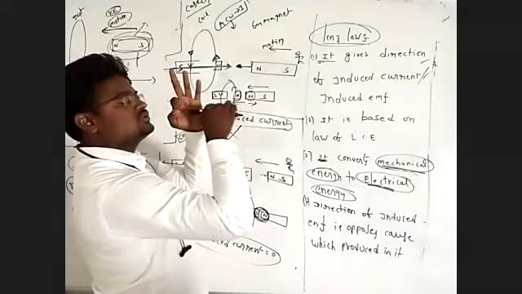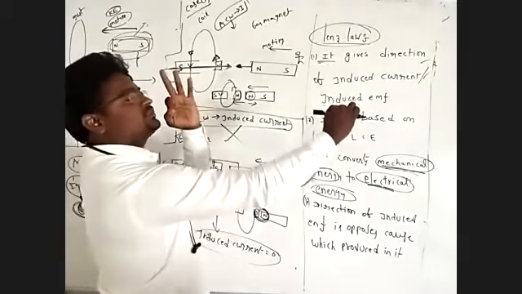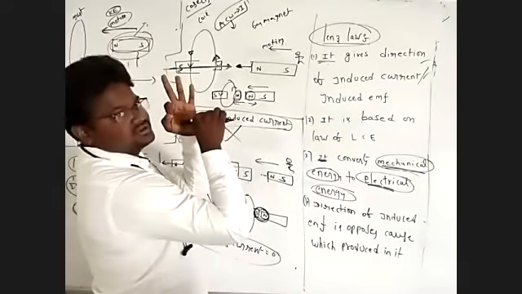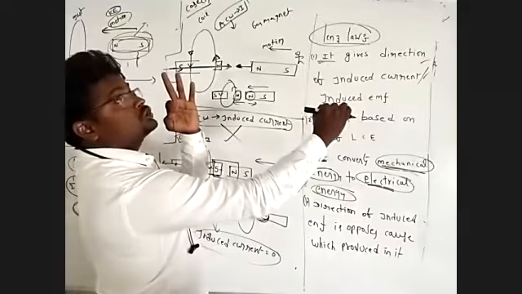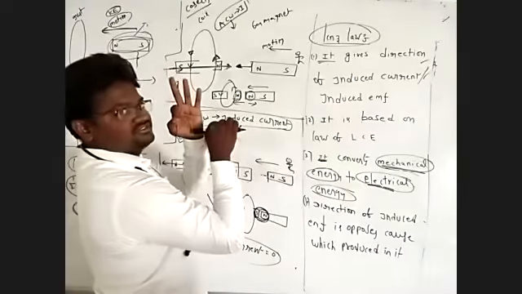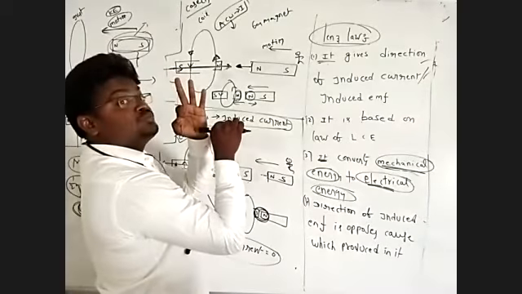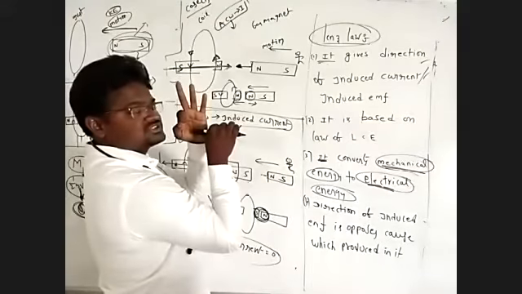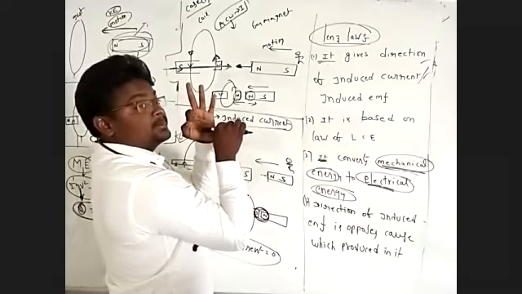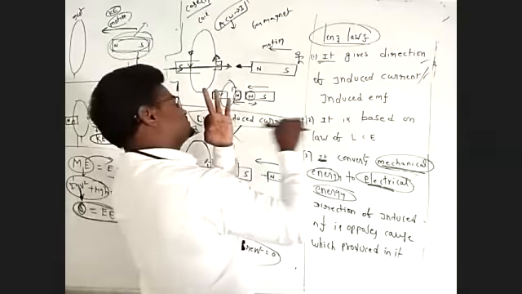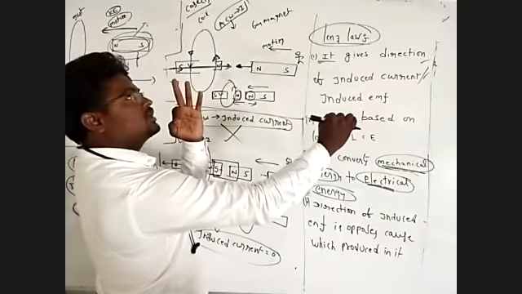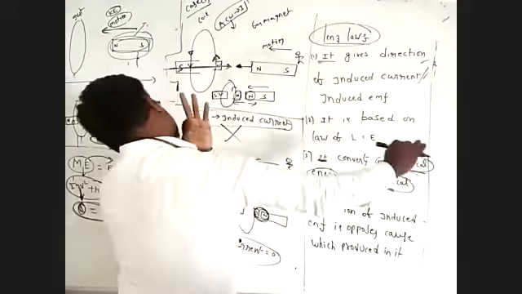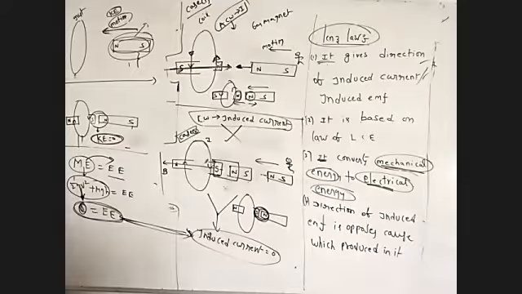The bar magnet is moving towards this direction, and the ring pushes the bar magnet backwards. The north pole of the bar magnet is moving by our own effort, and the ring pushes the bar magnet in the backward direction. By our own effort the bar magnet is moving towards this direction, and the ring pushes it backward. That is the law of conservation of energy.